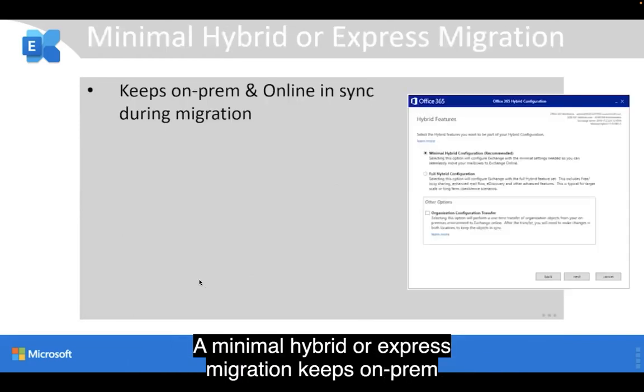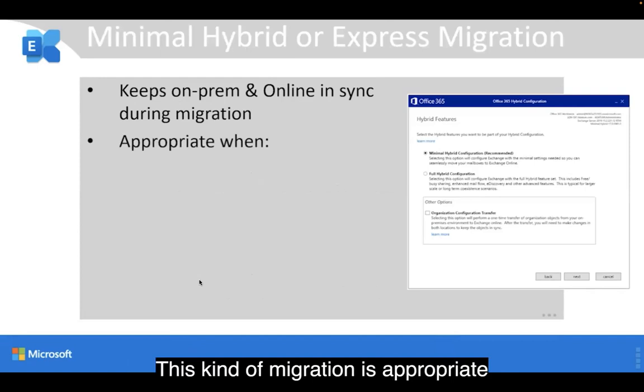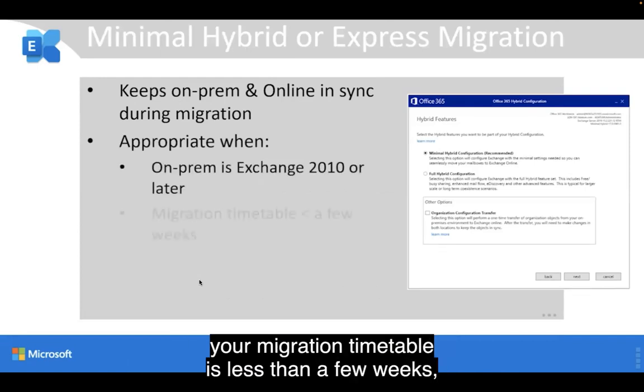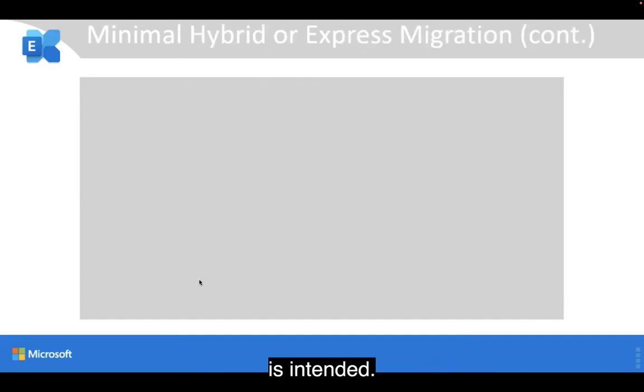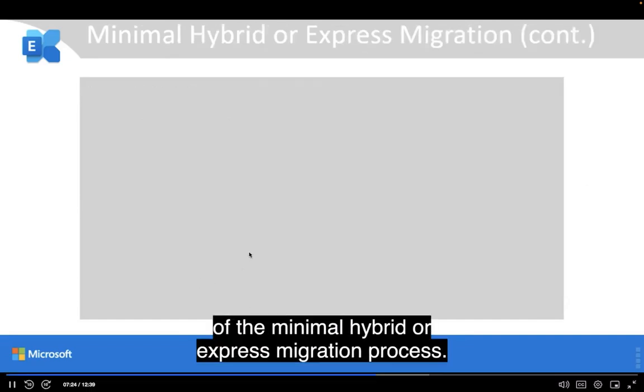A minimal hybrid or express migration keeps on-prem and online mailboxes in sync during migration. This kind of migration is appropriate when your on-prem install is Exchange 2010 or later, your migration timetable is less than a few weeks, and when no ongoing directory service configuration is intended. Here's a high-level overview of the minimal hybrid or express migration process.